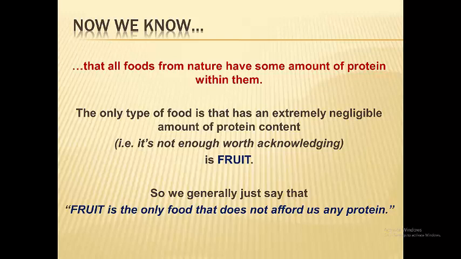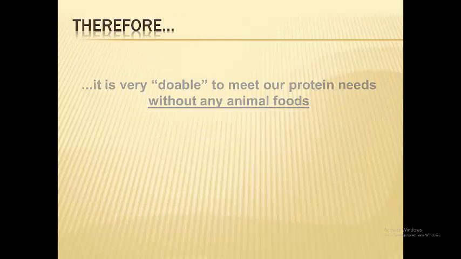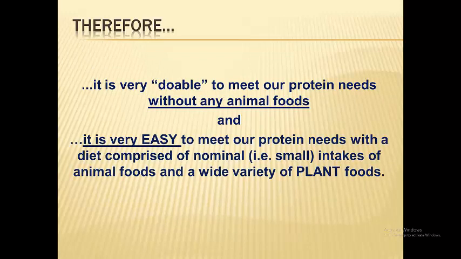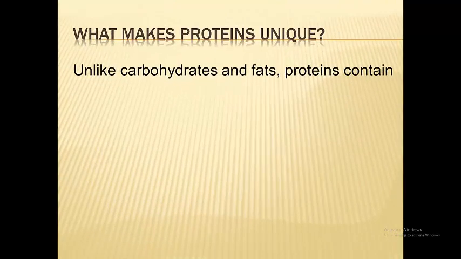And that backs up the fact that there are proteins in fruits. So this knowledge is useful in many ways, but for our purposes in terms of malnutrition, we want to focus on the fact that it's easy to get protein pretty much from all foods, though fruit is not really a reliable source. So it is very doable to meet our protein needs without any animal foods, and therefore it is very easy to meet our protein needs with a diet comprised of nominal, even small intakes of animal foods, which is what's recommended by most health authorities, as you've seen thus far, and a wide variety of plant foods, moderation and variety being key once again.